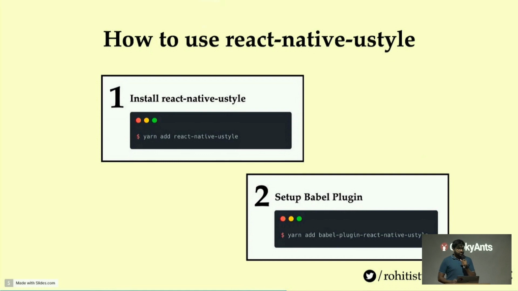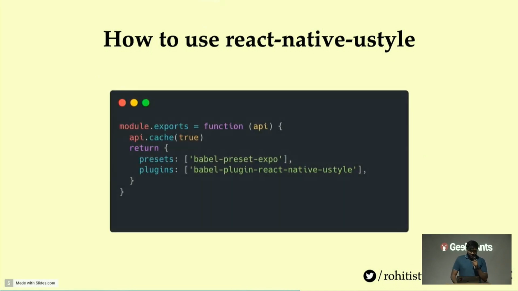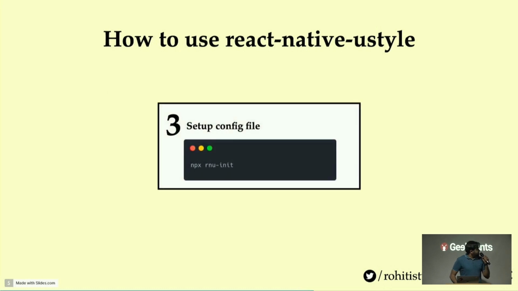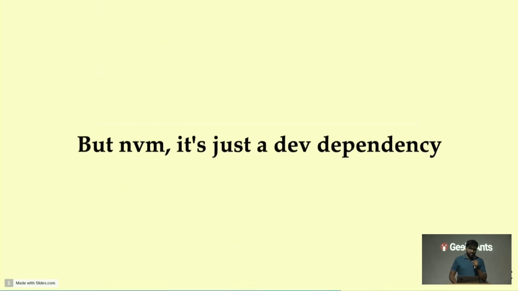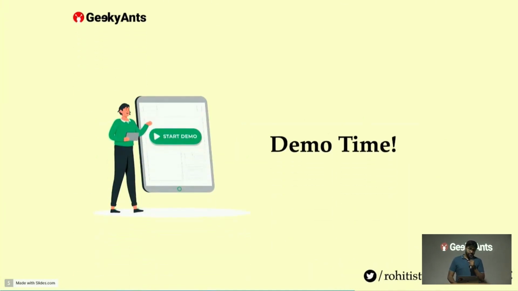So how to use it? It's a simple three-step procedure. Just install React Native Use Style and set up the Babel plugin. Mind you, install both of them as dev dependencies, and then this is how you can include the Babel plugin. And then to set up the config file, just run npx rnu init. And the sweet thing is it's an extremely small bundle size, which you don't have to care about because everything is just dev dependencies, so everything will be removed from your application.